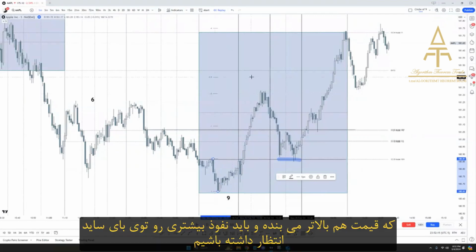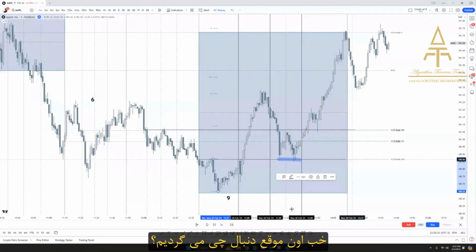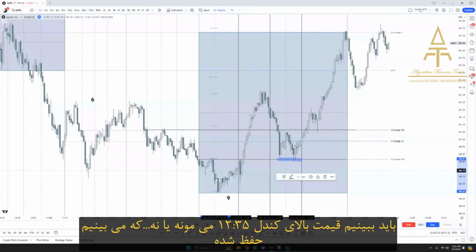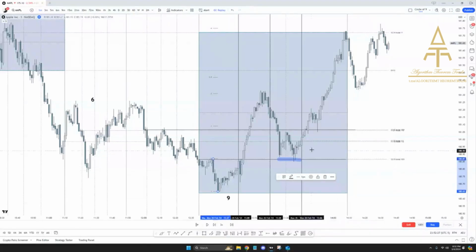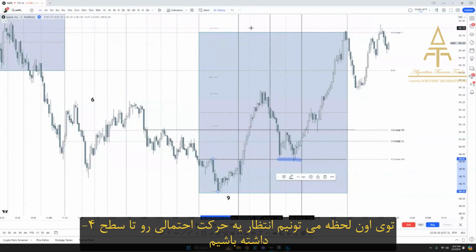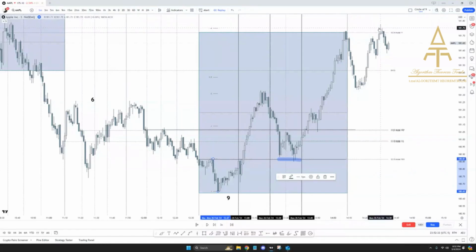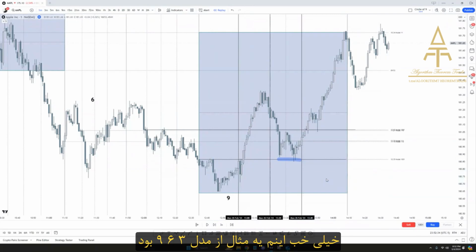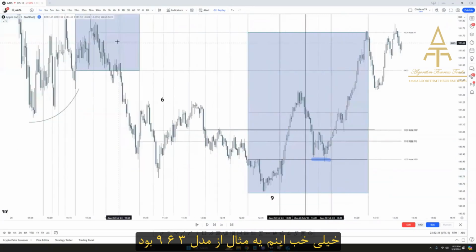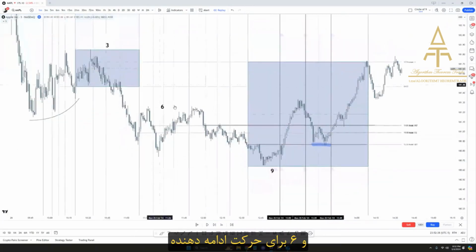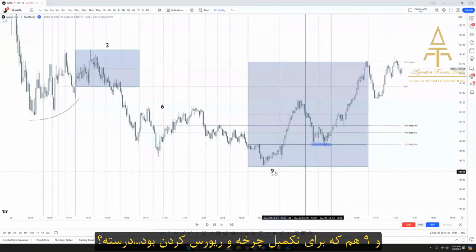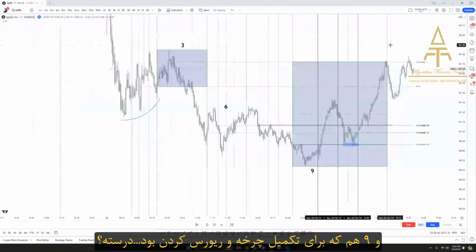If it closes above and you want to anticipate further into buy side, then what are you going to look for? You're going to look for that it holds above the 1235 candle, which it does. At that point, you can expect a possible move to -4. So this is one example of 369. 3 was used for reversal, 6 was for continuation, 9 to complete the cycle, and to reverse, right?